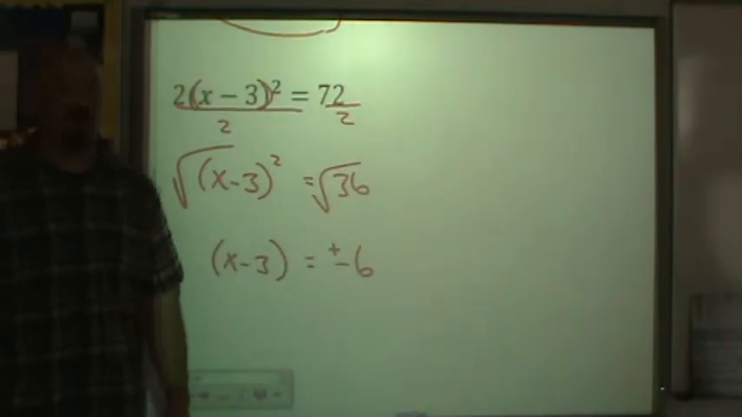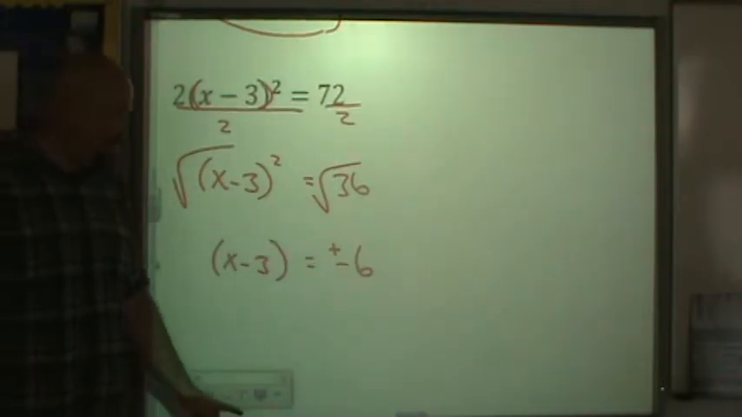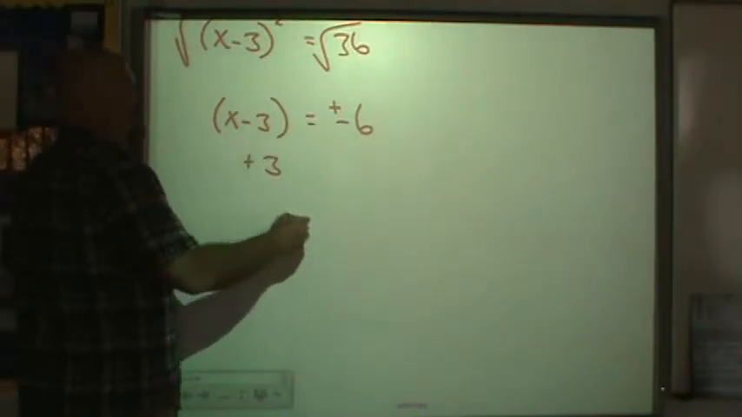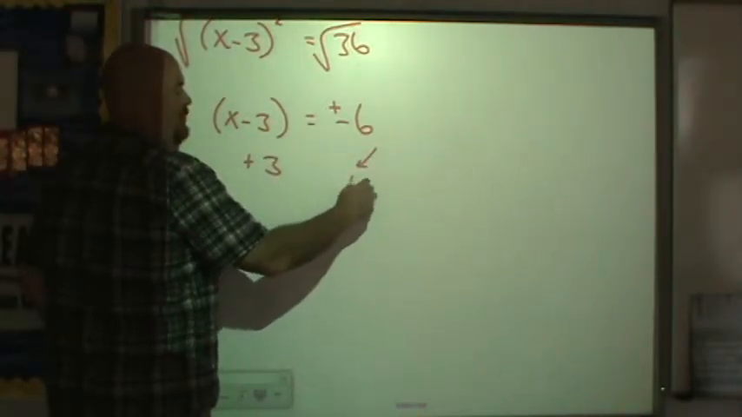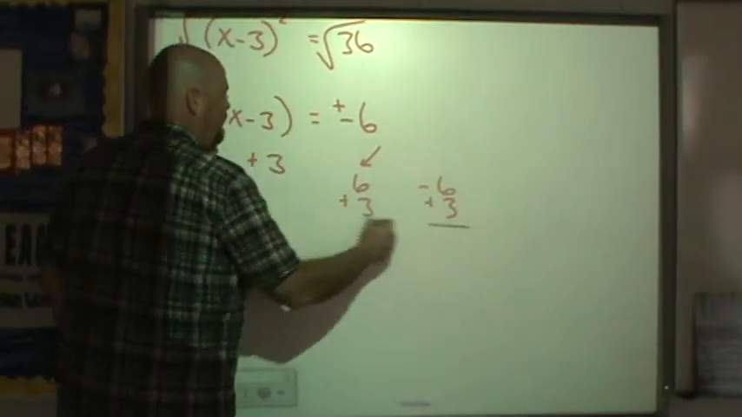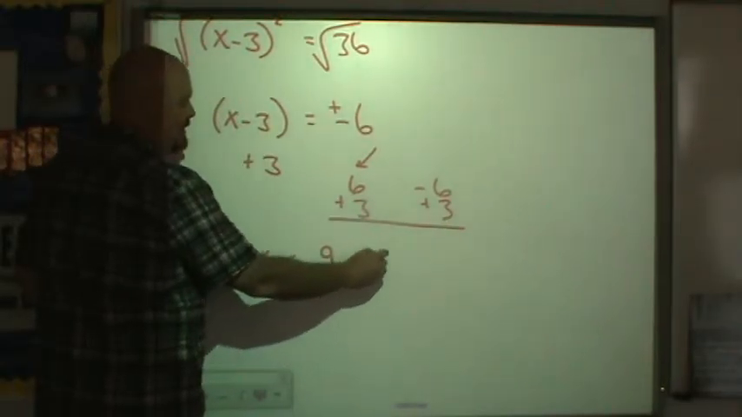Right? When you take the square root of an integer, you will include its positive and negative values. And from here we can add 3. So basically what we're doing is we have 6, we have negative 6, we're adding 3 to both of these. So we get x equals 9 and negative 3.